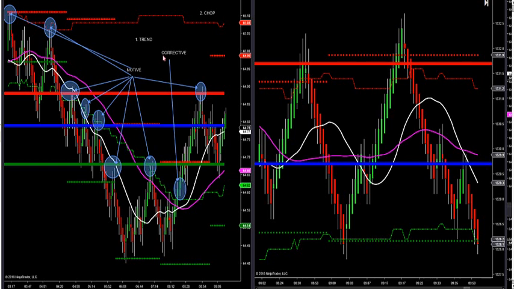The other wave a trend market has is corrective. A corrective wave is a counter trend trade. You cannot take a counter trend trade unless you get back inside of profile. Once you are developing profile, the thin red or the thin green, once you get back inside of it, which we did, this is called a corrective wave.